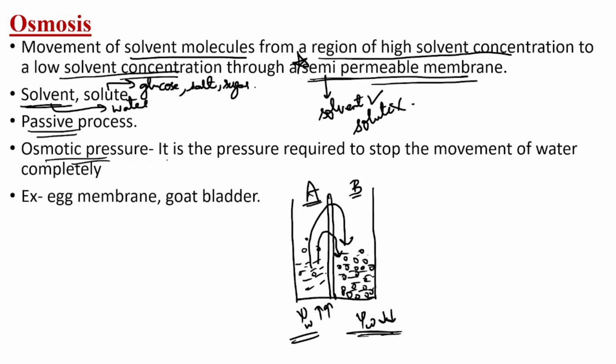What is osmotic pressure? It is the pressure required to stop the movement of water completely. For example, if I take a suction pump or something and put pressure, then what happens? Water starts moving from this side. So the amount of pressure that we apply to stop the overall net movement is known as osmotic pressure. And we have discussed the examples: egg membrane, gourd bladder, parchment paper. These are examples of semi-permeable membranes. In osmosis, it is very important to mention that movement of solvent molecules takes place from a region of high solvent concentration to low solvent concentration through a semi-permeable membrane. This is very important.